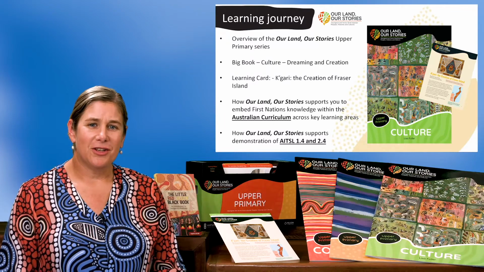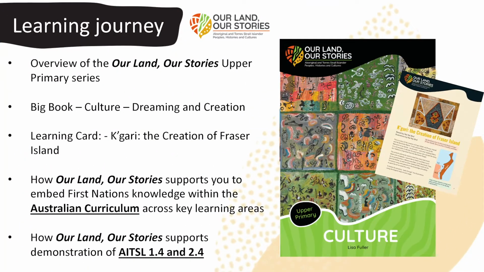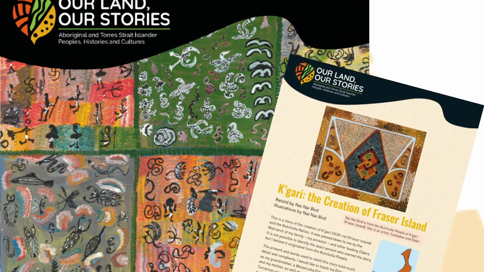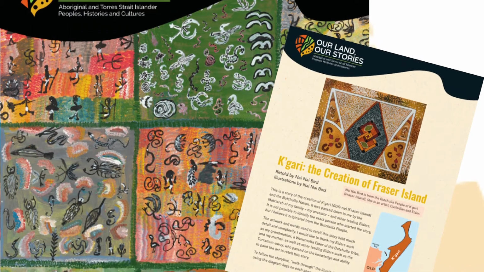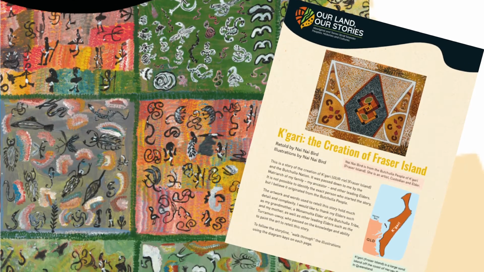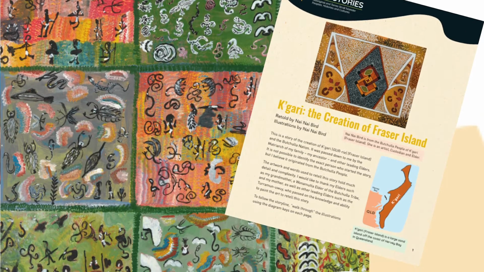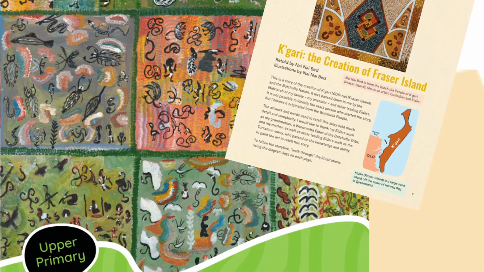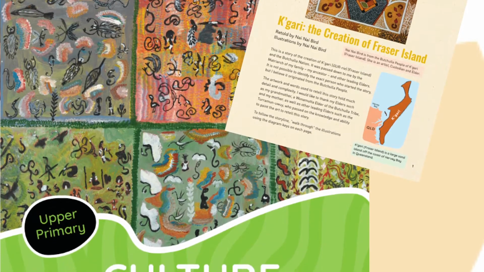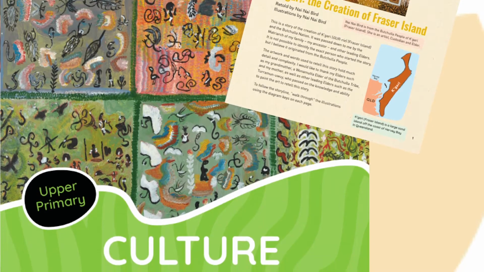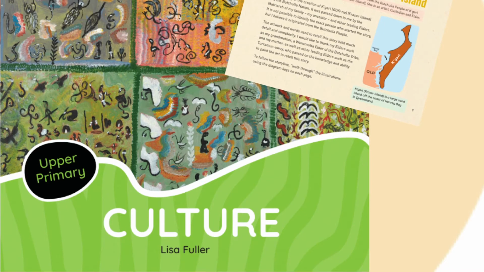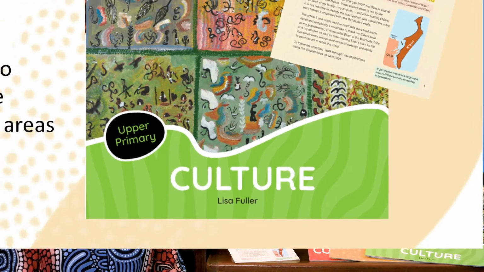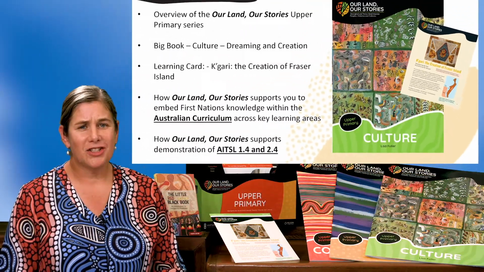So let's have a look at our learning journey. We're going to do an overview of the upper primary series of Our Land, Our Stories, and look at the culture big book, in particular dreaming and creation as it relates to culture for Aboriginal and Torres Strait Islander people. We're going to connect this to the learning card of Gari, the creation of Fraser Island story by Annie Nene Bird. I'm going to show you how this supports the Australian curriculum and how it also supports you as a professional teacher to demonstrate your professional standards for teachers 1.4 and 2.4. So let's check it out.